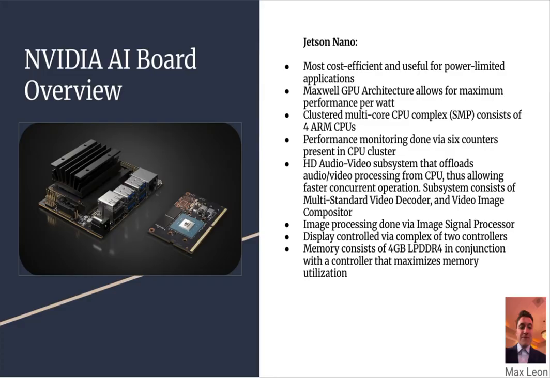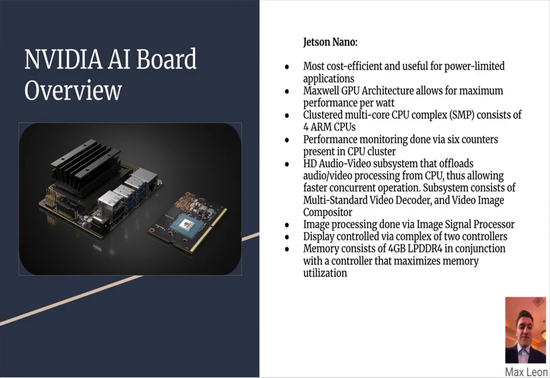The Maxwell GPU architecture ultimately allows for maximum performance per watt and allows for parallel AI processing. The clustered multi-core CPU complex SMP consists of 4 ARM CPUs, and the CPUs are comprised of the Cortex A57 and allows for multi-threaded computing, and it balances general processing tasks as well. Performance monitoring is done via 6 counters present in the CPU cluster that ultimately monitor cache use, instruction count, stalls, and it's really useful for optimization and debugging.